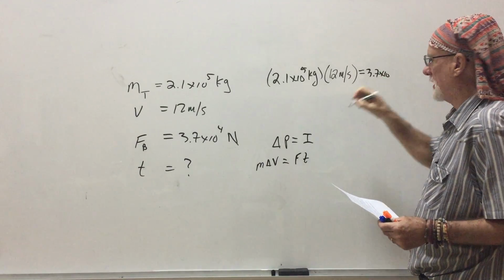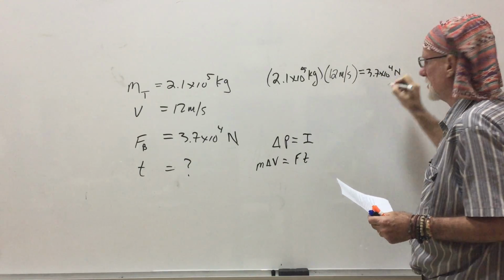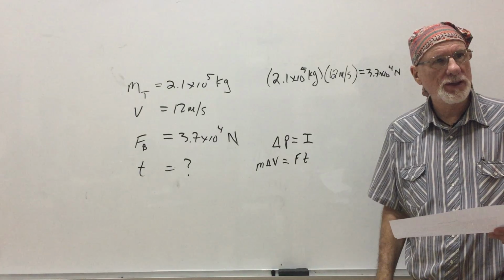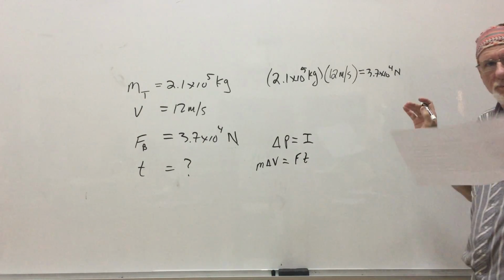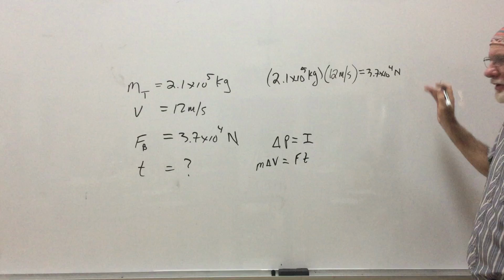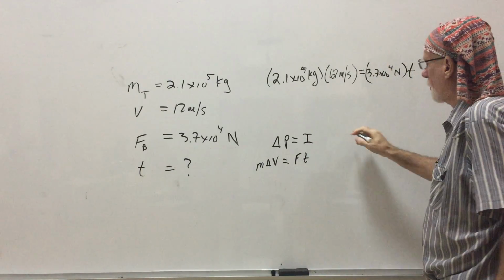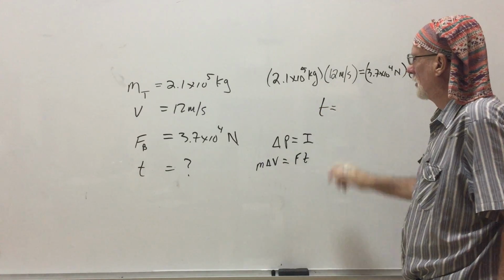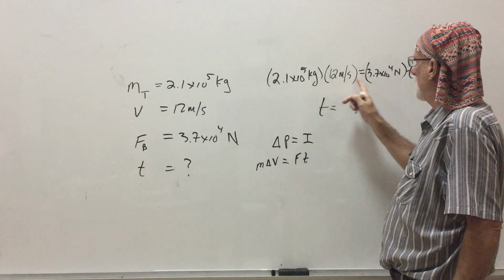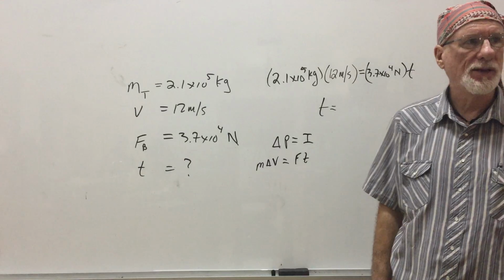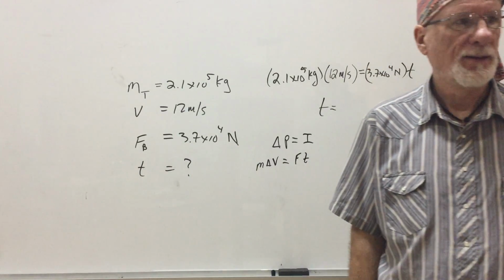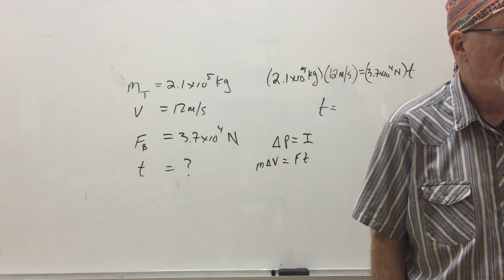3.7 times 10 to the 4th newtons, times t. So what's t going to equal? You need to multiply this and then divide by the force. What do you get?